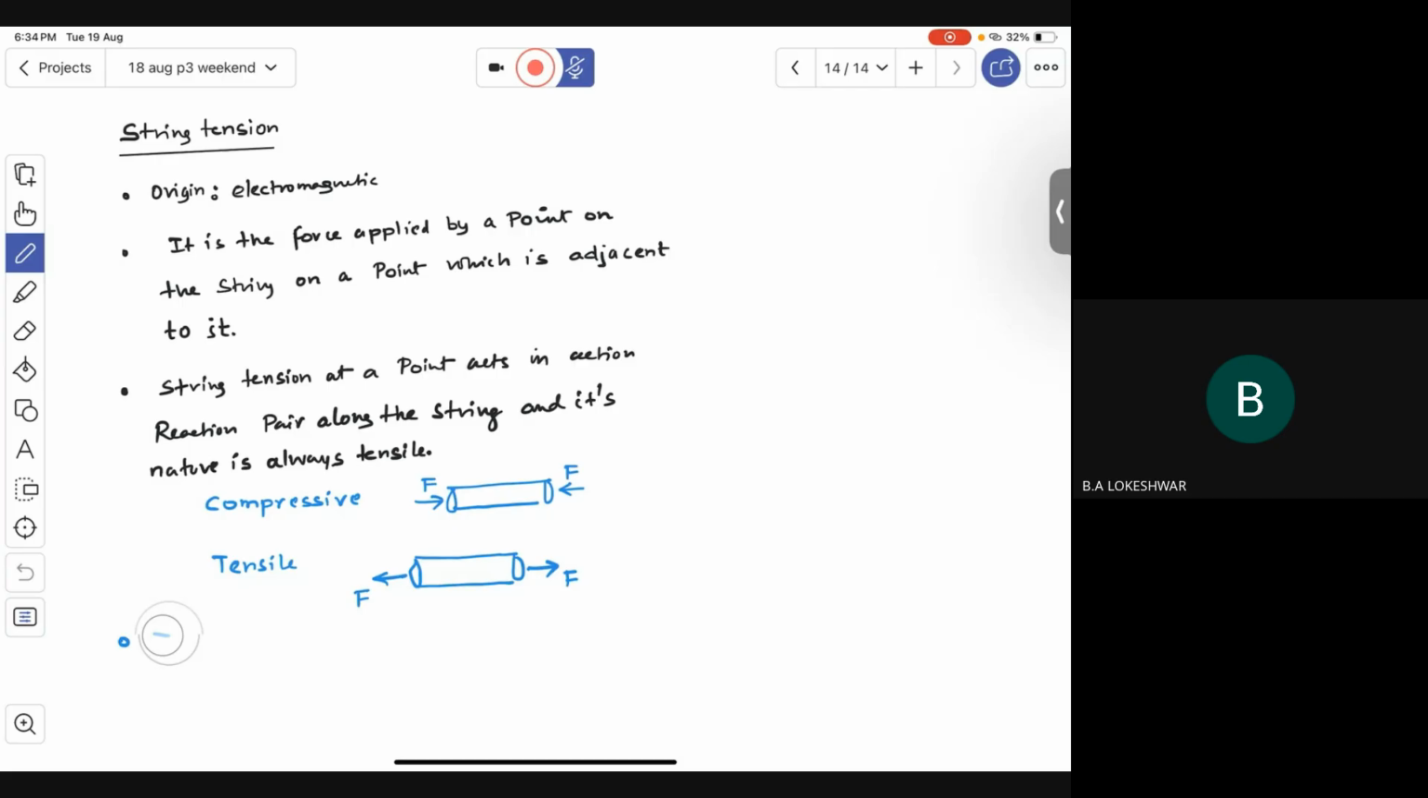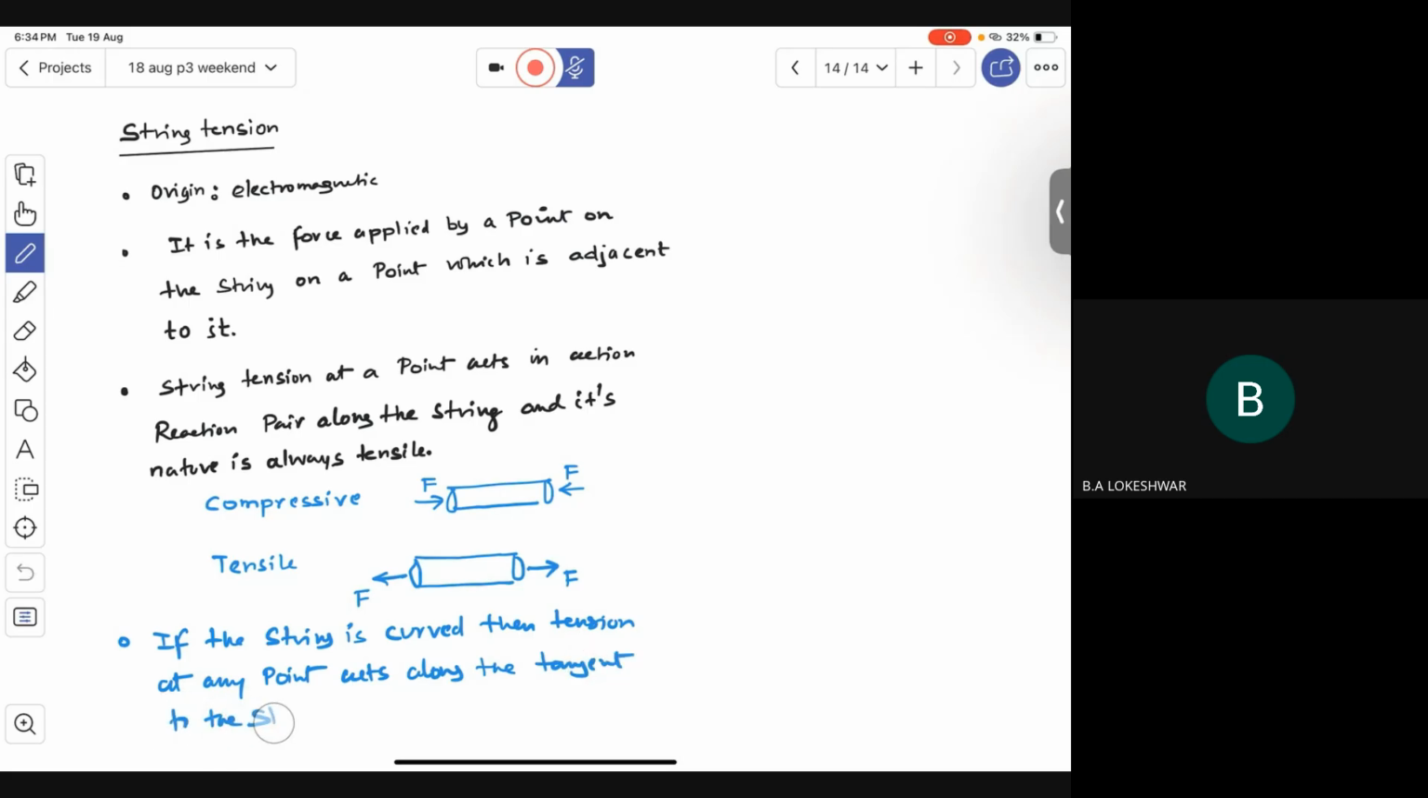So if the string is curved, then tension at any point acts along the tangent to the string at that point. Tangent to the string at that point.